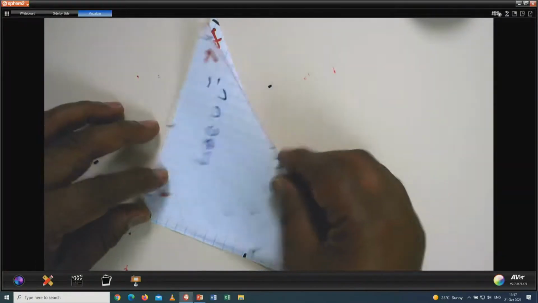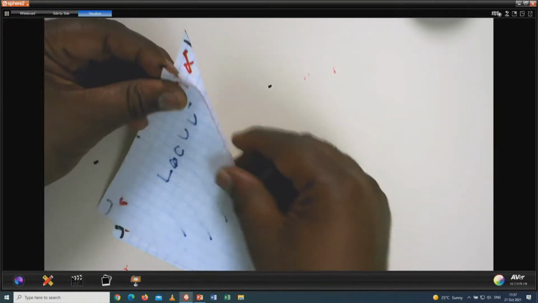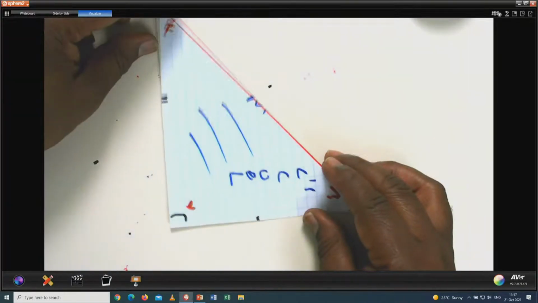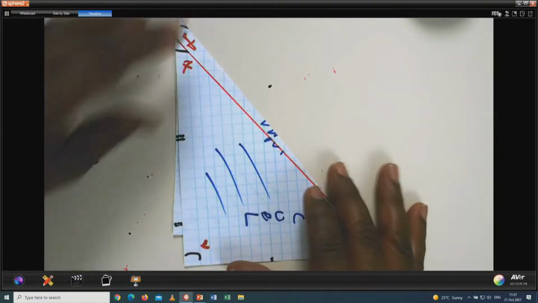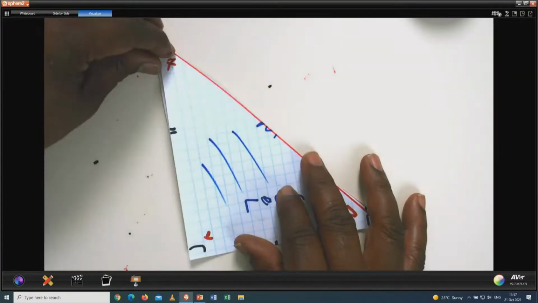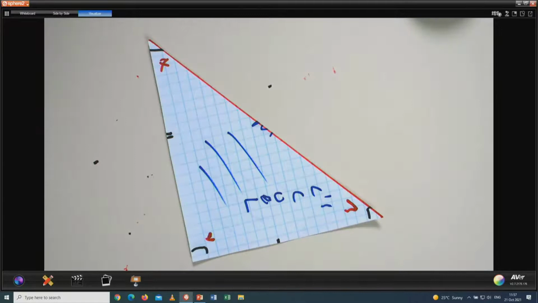Let's cut it this way and see. One, they are the same shape, same size, which is the shape of a triangle. Exactly the same. So the first triangle is exactly the same. Same shape, same size. That's congruency. That's very important. Right. That is congruency.